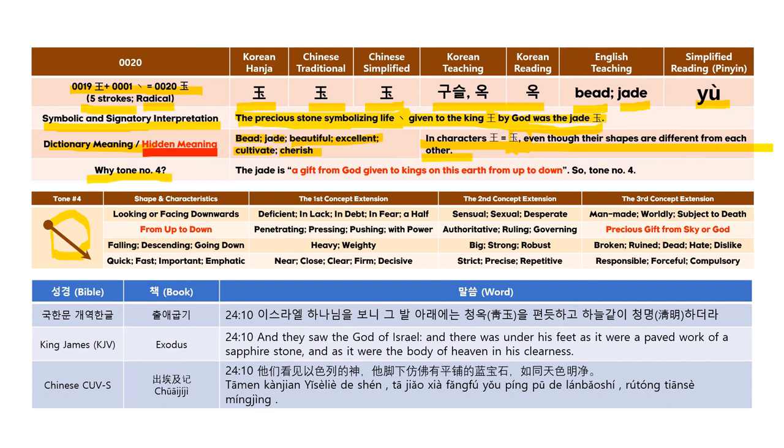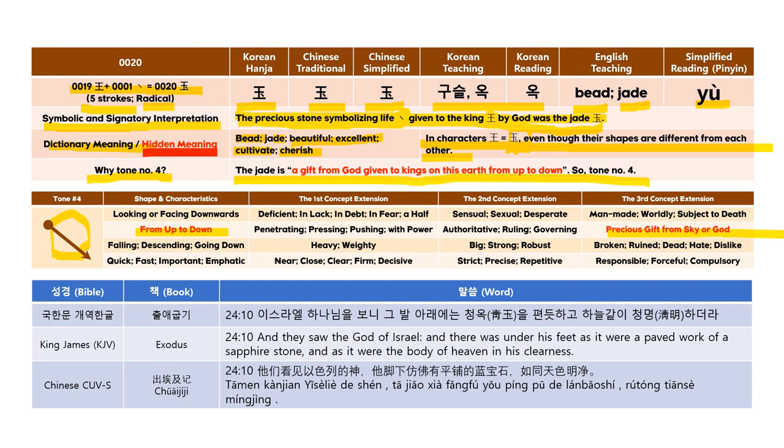And why is this character having tone number four? The jade is a gift from God given to kings on the earth from up to down. So tone number four, from up to down, a precious gift from sky or God.